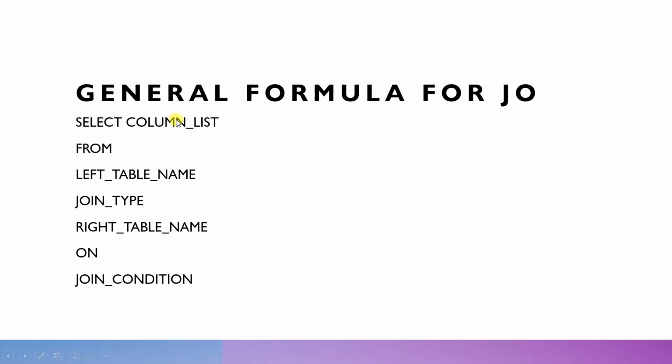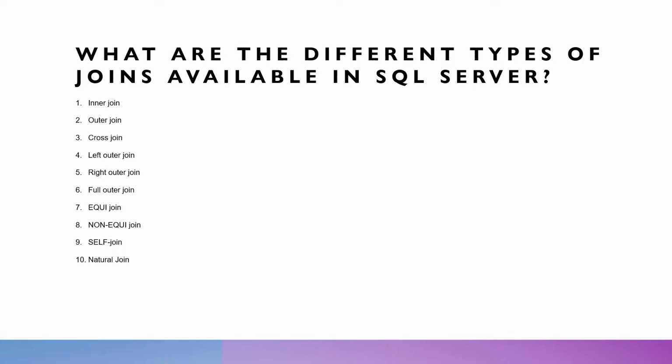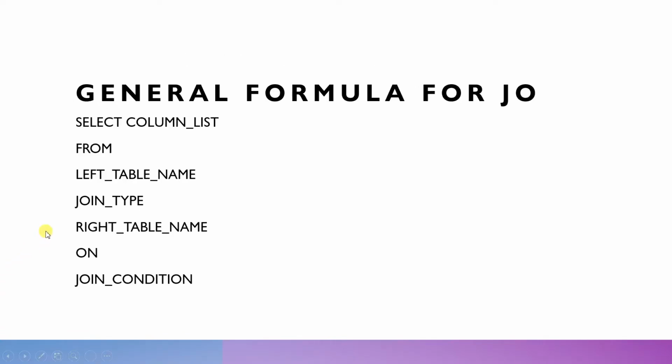You will say select the column list from the left table, join type. What will be the join? I said these are the joins available in SQL, so you will use whichever join you want to use. You will write the join type, and you will write the right table name on the join condition. So it is very easy. You have to write the column names from the left table, join type, right table, on, then condition. That's all. In this way you will be joining the two tables.